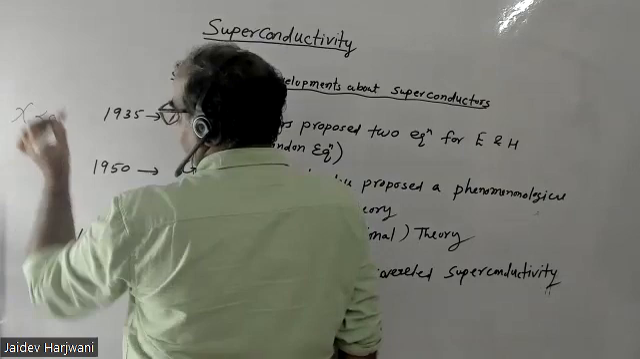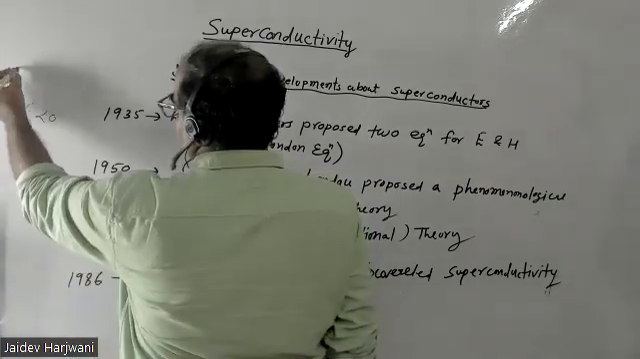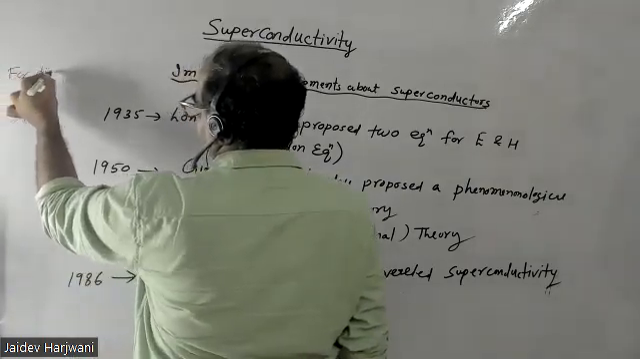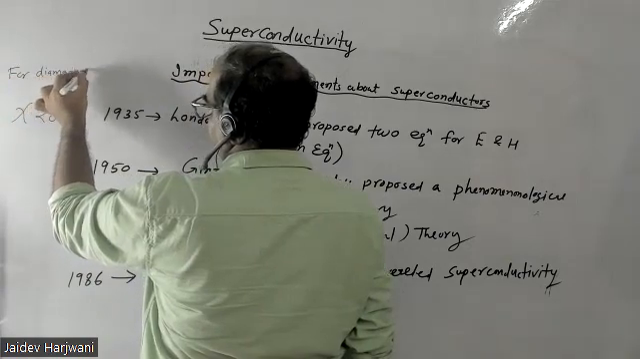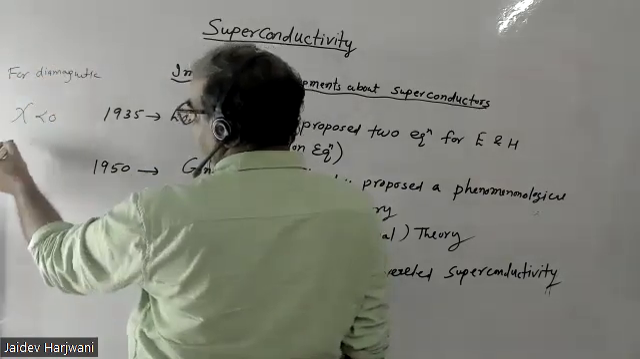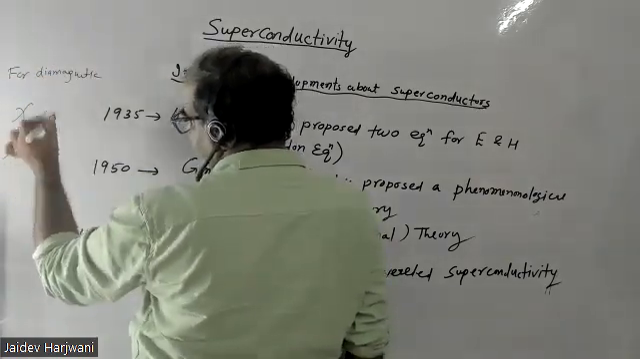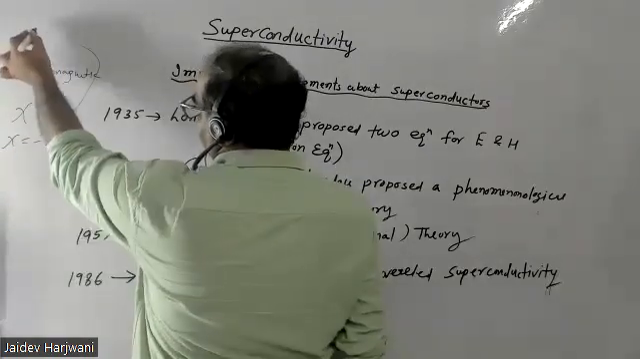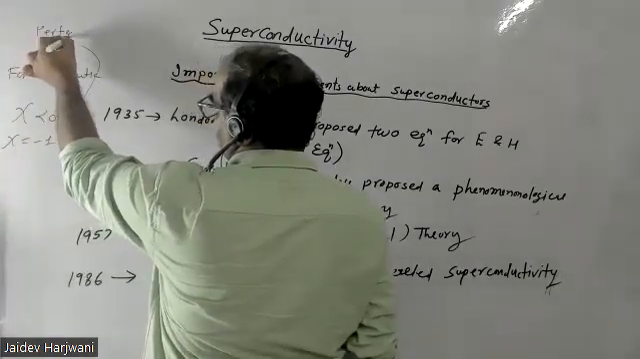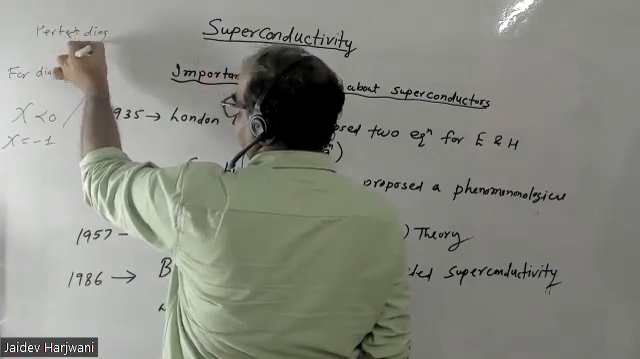So psi is negative for diamagnetic material. And if psi is equal to minus one, then it becomes a perfect diamagnet.